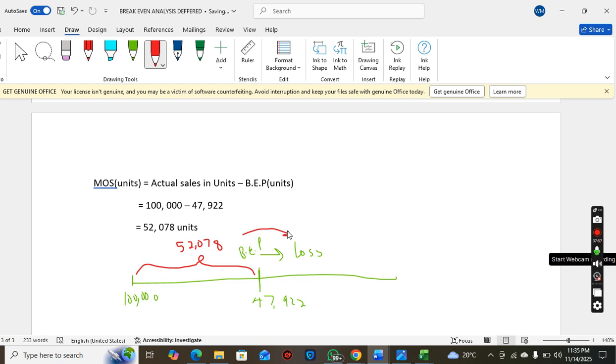All right, so that is your room for error there. Let's say for example, if you mess up with 53,000 units, 100,000 minus 53,000, you'll be at 47,000 units here. And if you produce 47,000 units, you'll be in a loss. Yes, if you go beyond this margin of safety, you're going to make a loss.